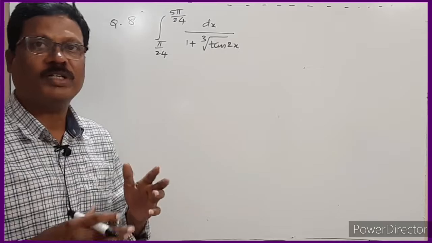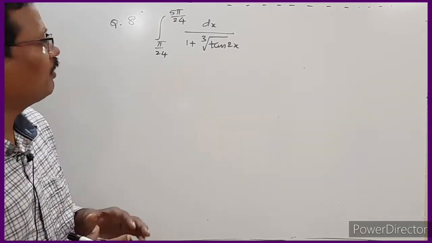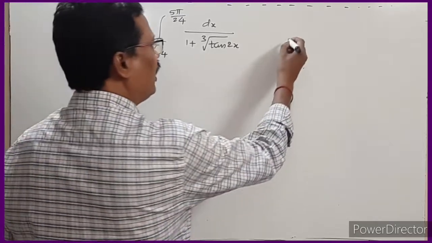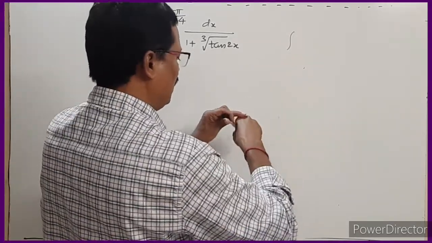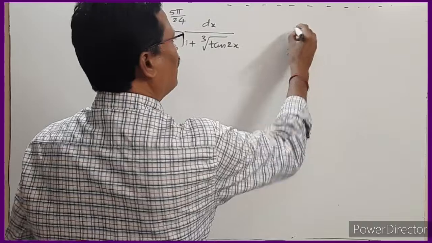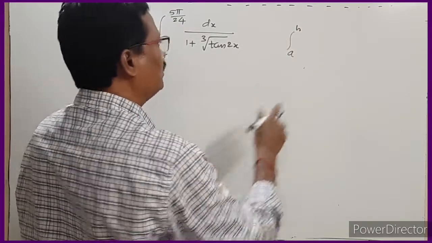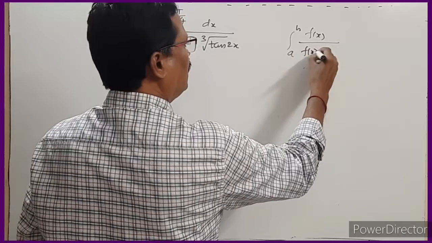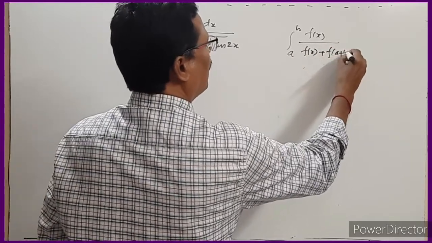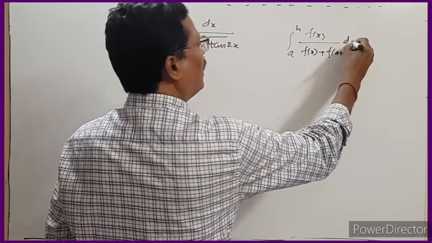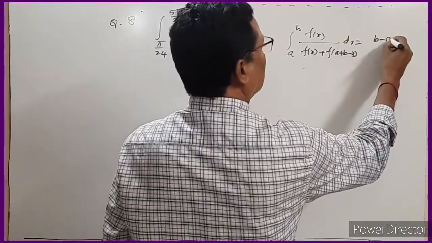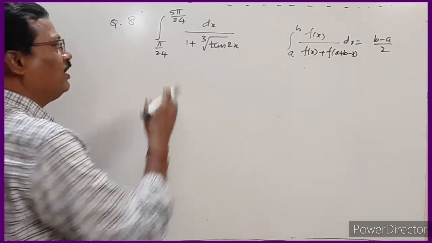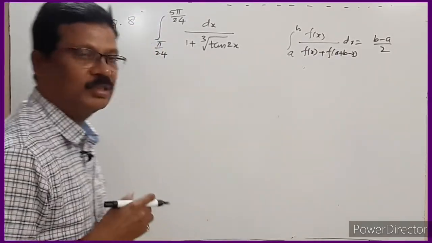Now this tan, let us convert into sin by cos. These type of questions are very simple. Now if they give a problem like this, integral a to b f(x) upon f(x) plus f of a plus b minus x, this integral will be b minus a by 2.